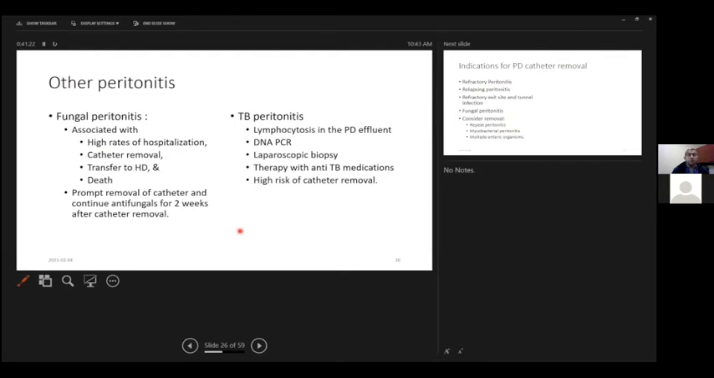Okay. Other stuff is TB peritonitis. This is seen in patients who have migrated or been exposed to endemic areas of TB, like in Asia, Africa, or South America. There you can get lymphocytosis in the PD effluent. You may get neutrophils as well, but lymphocytosis is the main clue. You may want to get a DNA PCR, and the best is to get a biopsy, and then the therapy is anti-TB. Now, I'm mentioning it's a high risk of catheter removal. In the older days, they used to remove the catheter in TB patients, but now we can still salvage the catheter and use it as well.